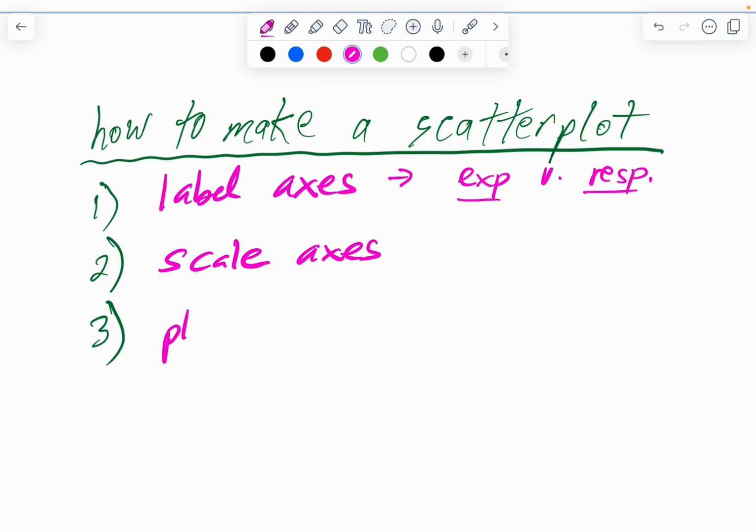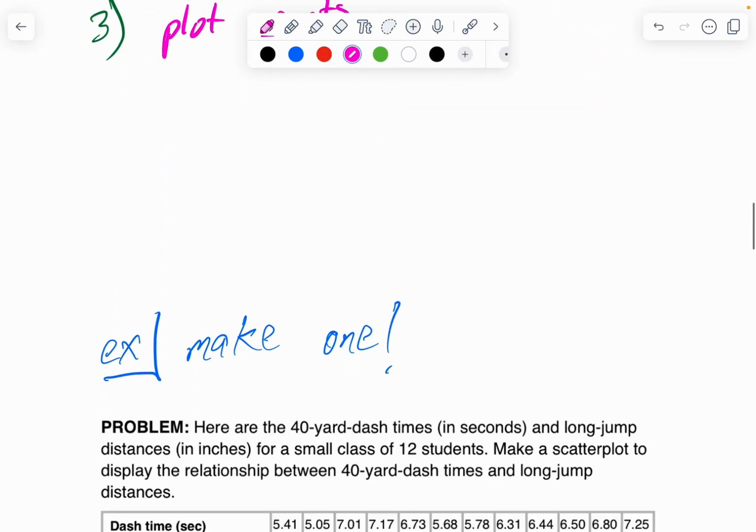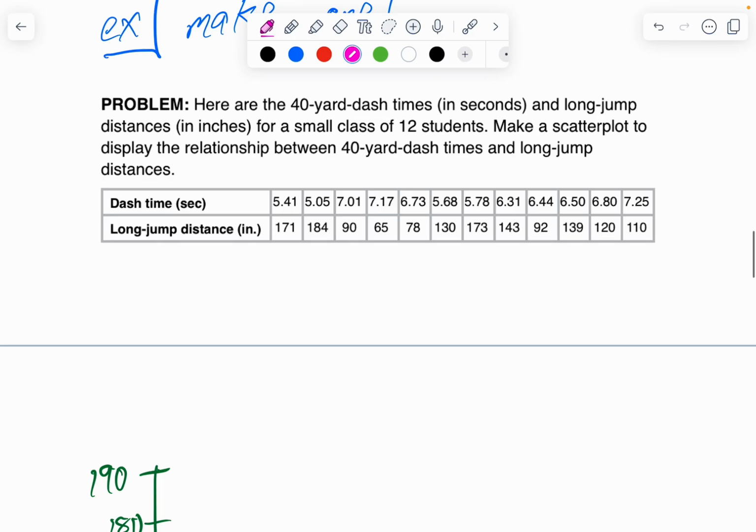And then once you do that, you're just going to plot your individual data points on there. So I guarantee you already know how to do this, but if we look at an example, here are the 40-yard dash times measured in seconds, and long jump distances measured in inches for a small class of 12 students. Make a scatter plot to display the relationship between 40-yard dash time and long jump distances.